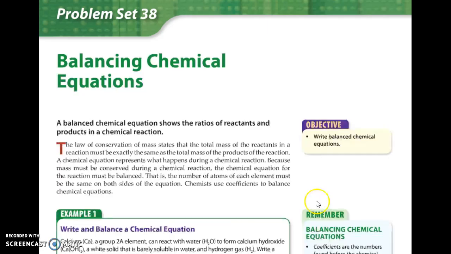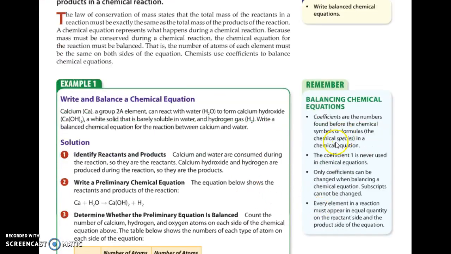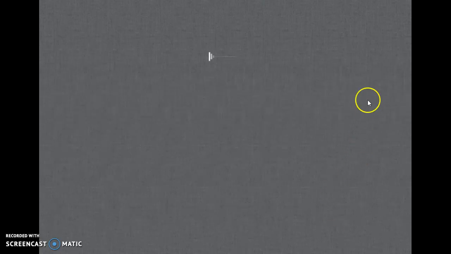And then the tips on the previous page, sorry, I kind of skipped those. Coefficients are the number found before the chemical symbols or formulas, the chemical species it can be called, in a chemical equation. The coefficient 1 is never used because we just assume it's there. Otherwise, why would you write it if there's not at least one of them? Only coefficients can be changed when balancing a chemical equation. Subscripts cannot be changed. Every element in a reaction must appear in equal quantity on the reactant side and the product side of the equation.